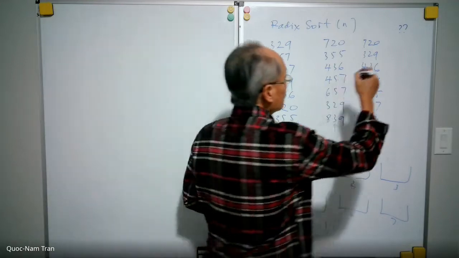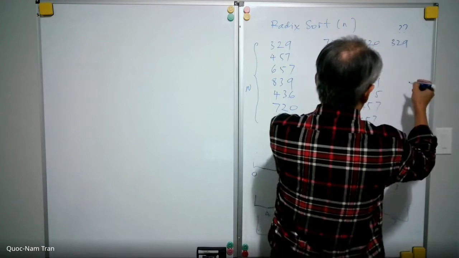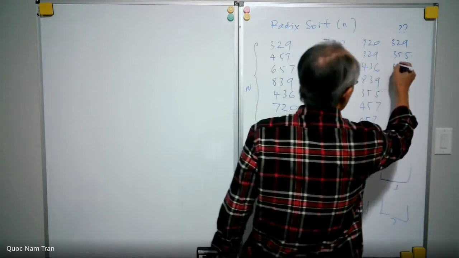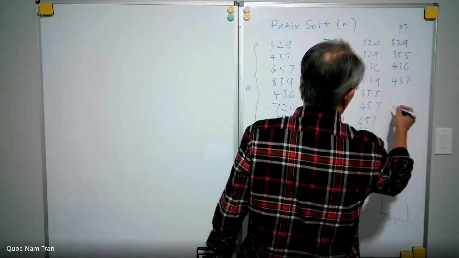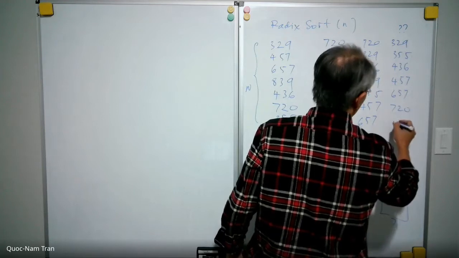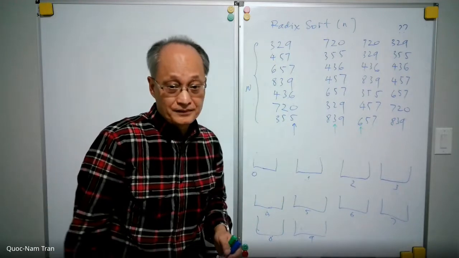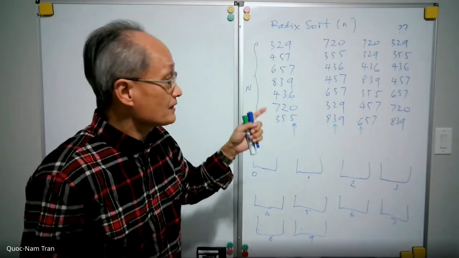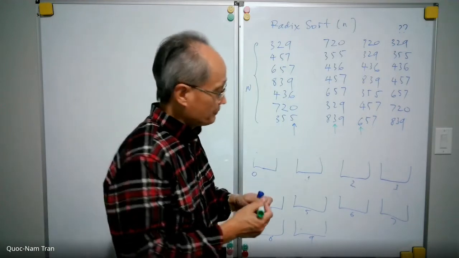So we have 329, and then we have 355, and then we have 436, 457, and then 657, 720, and 839. Okay, so that is the final result. So let me check it. 436, 457, 657. Yes, that's correct. Okay, so here is the final sorted list.